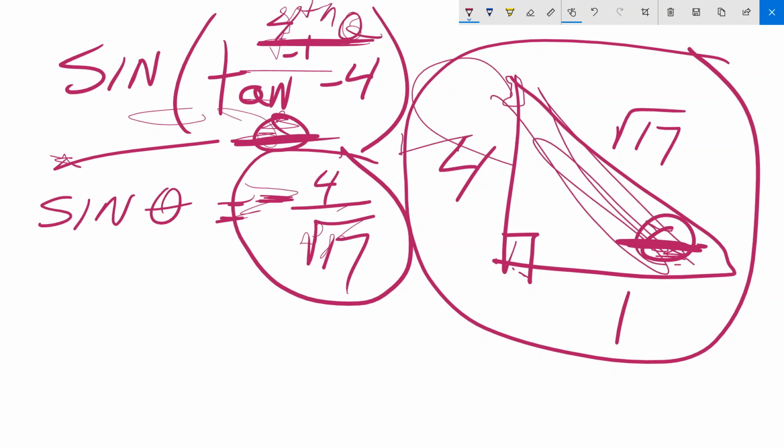So this one was one level harder than the previous one because I could not assume that theta was a first quadrant angle. Because the inverse tangent was negative, that automatically made it a fourth quadrant angle. And the sine of a fourth quadrant angle is always negative. So that was a critical part of this problem, knowing that this was a fourth quadrant angle.